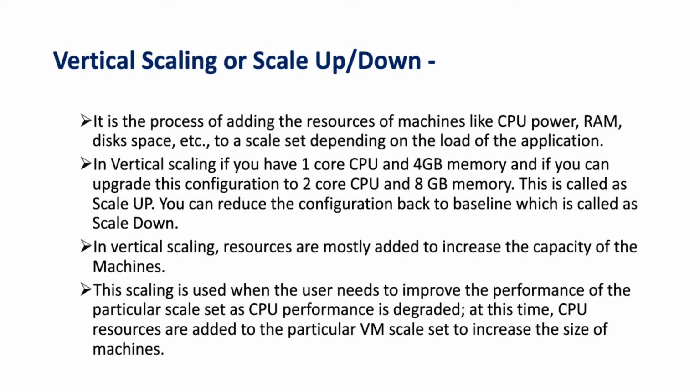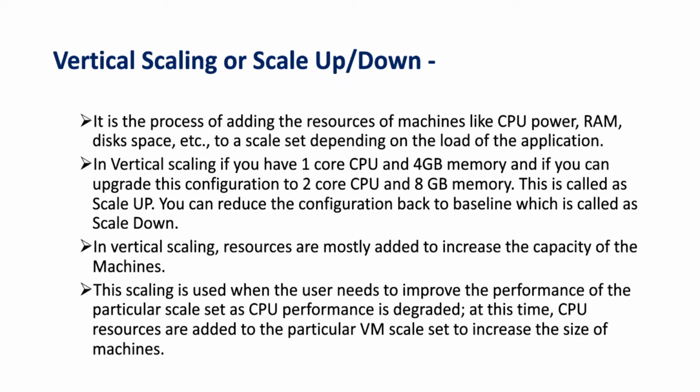For example, in vertical scaling, you have 1 core CPU and 4 GB memory, and if you upgrade this configuration to 2 core CPU and 8 GB memory, this is called a scale up. Basically, we are increasing the configuration of virtual machines, so that is called scaling up. In a similar way, you can reduce the configuration back to the baseline, which is called a scale down. So that is called scale up and scale down.